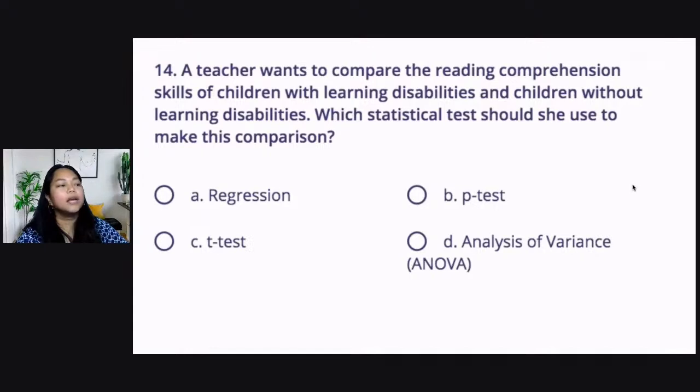All right, so again, you have the different choices here. A teacher wants to compare the reading comprehension skills of children with learning disabilities and children without learning disabilities.